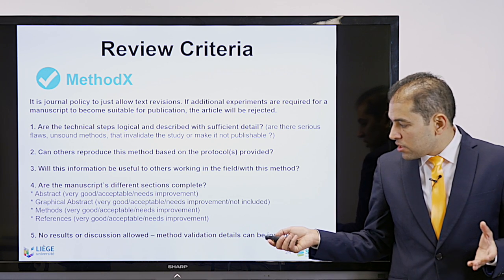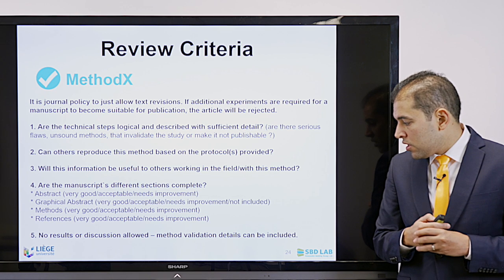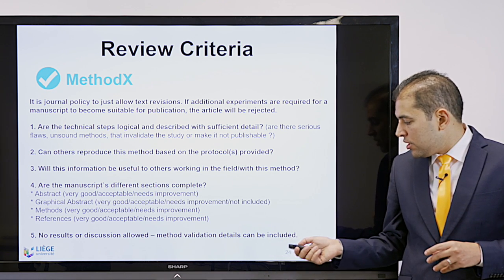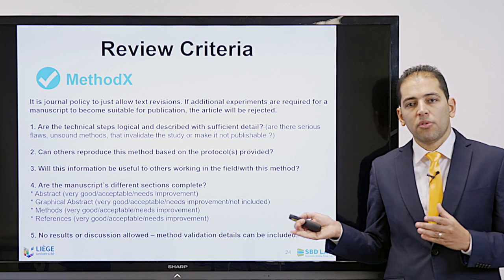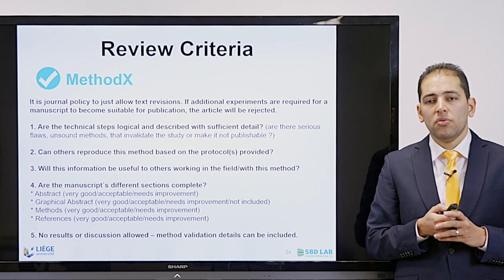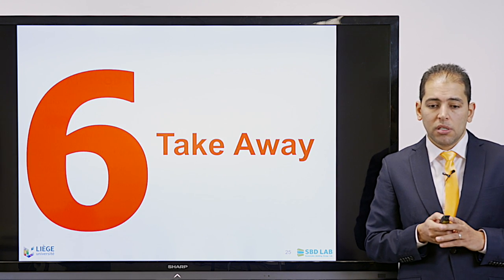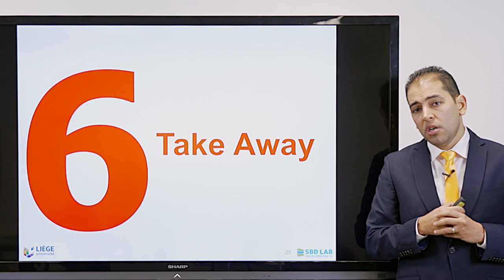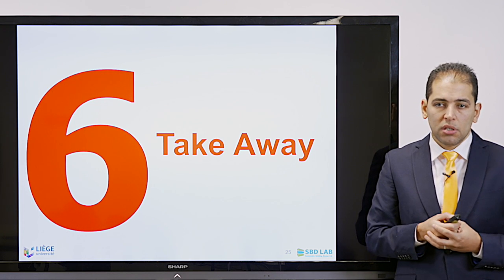No results or discussion is allowed in a method validation, in a method article. So method validation details can be included, but no results of your methods need to be published. It's very, very important because many people get confused. Here you don't need to talk about the results. And by that, we end the editor's questions to the reviewer regarding your article.